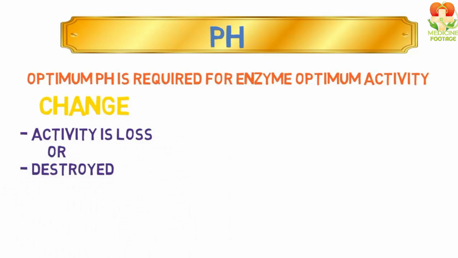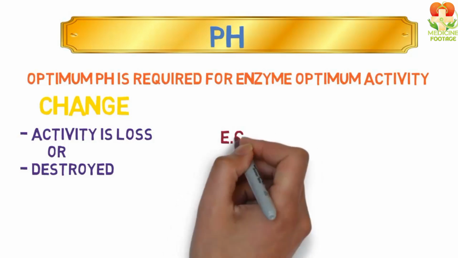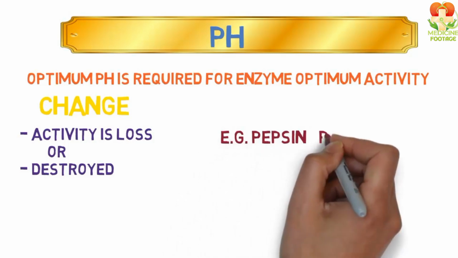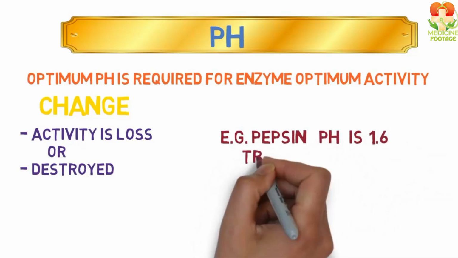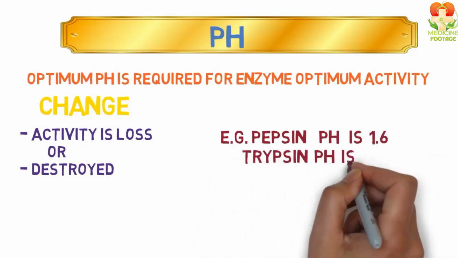Did you know that every enzyme has a constant optimum pH? For example, the optimum pH for the pepsin enzyme is 1.6 and for trypsin it is 8.2.